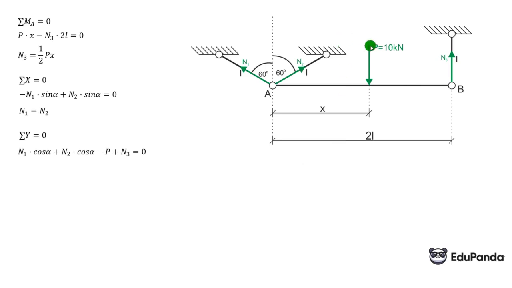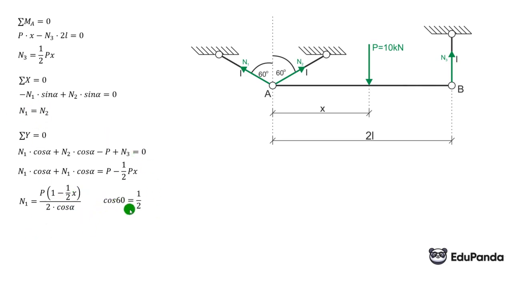We move P and N3 to the other side. We substitute 1/2 Px for N3. We substitute N1 for N2 since N2 equals N1. And here we would sum it up, thus it would be 2 times N1 times cosine alpha divided by 2 times cosine alpha. And we have calculated that N1 equals this, and N1 equals N2. Oh, and cosine 60 is 1/2, so there's a little simplification here.